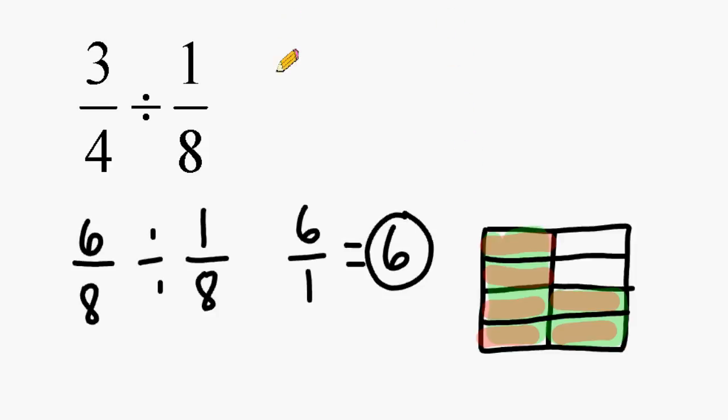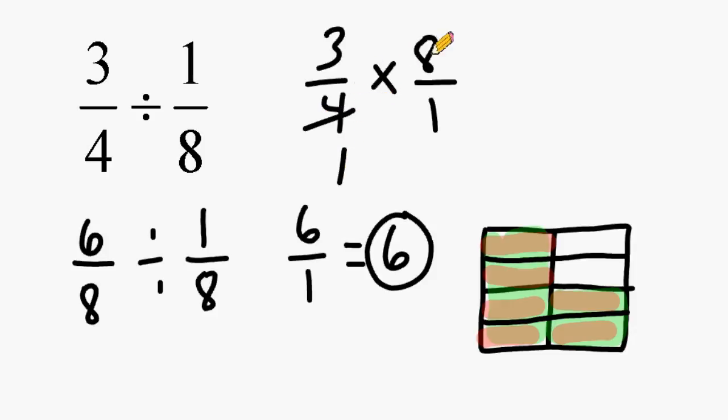Now let's quickly solve the same problem by using the keep, change, flip method. So we are going to keep 3/4 the same. We change the division sign to multiplication and we flip 1/8 and write it as 8/1. Next we look for cancellation opportunities. 4 fits inside itself once and 4 fits inside 8 twice.